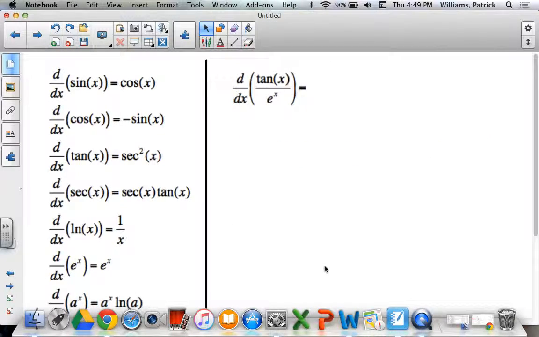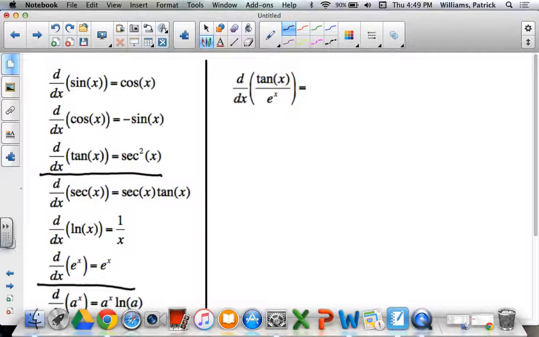So again, give this one a look, give it a shot, pause the video, let's see how you do. Alright, so if you give this one a try, again, you'll need to recognize three things. First, we'll need to use the derivative of tangent. Next, we'll need to use the derivative of e to the x. And third, we have a quotient. We have a top function and a bottom function, so we're going to need to use the quotient rule here. If you didn't know you needed to use the quotient rule, pause the video and try to solve the problem again.